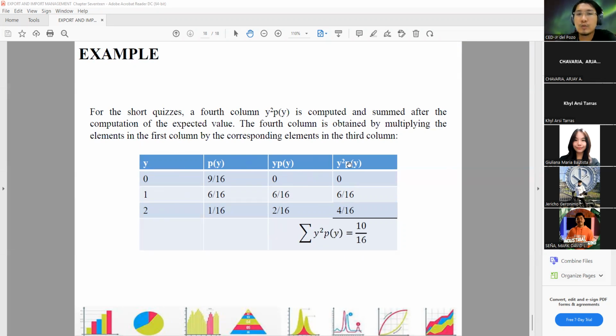Now, if we try to square the y, that is 0 squared times 9/16 is 0. 1 squared times 6/16 is 6/16. And 2 squared, 4, times 1/16 is 4/16. Which gives you a value of 10/16 or 5/8. Okay, that's it for the probability distribution, probability, population, and sum. Okay, question?